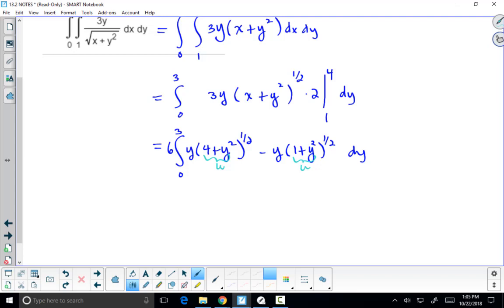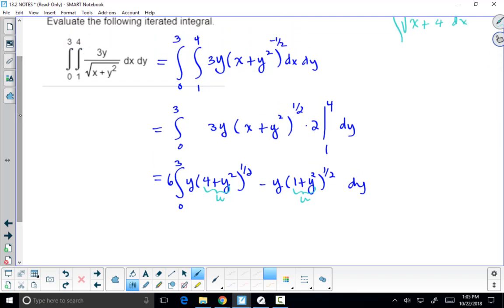Does that make sense to everybody? If we wanted to do it with respect to y first, with respect to y we're going to let u equal x plus y squared.